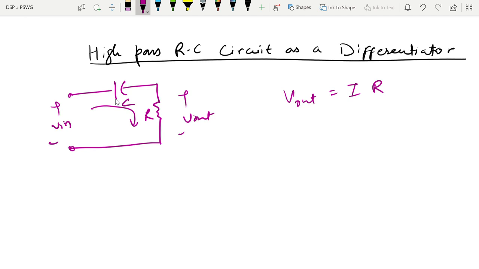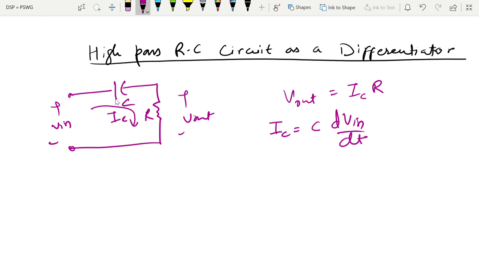For example, the current flowing through R is this. For example, IC is this. IC is the current flowing through this capacitor, and the same current will flow through this resistance. So the output is IC into R. What is the value of this IC? The current across a capacitor will be C dVin by dt. All of you know, I think, the current across a capacitor will be C into dV by dt.